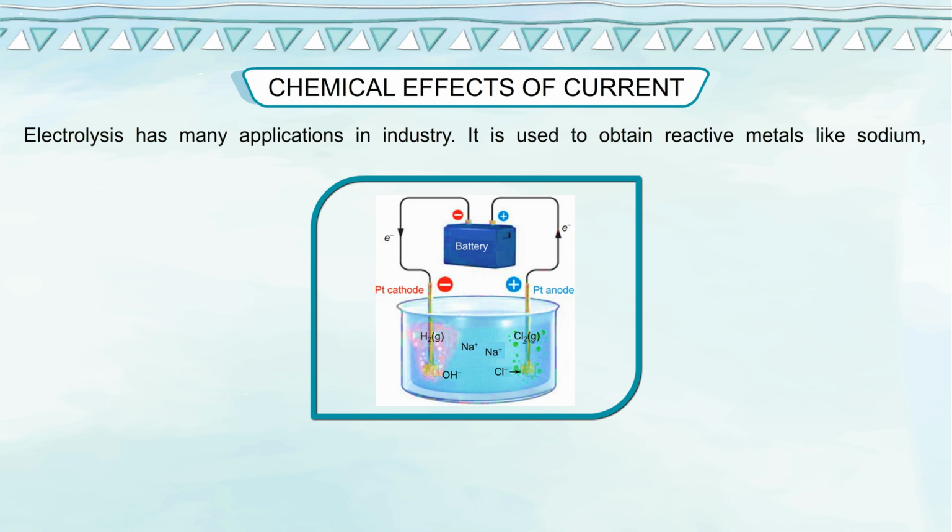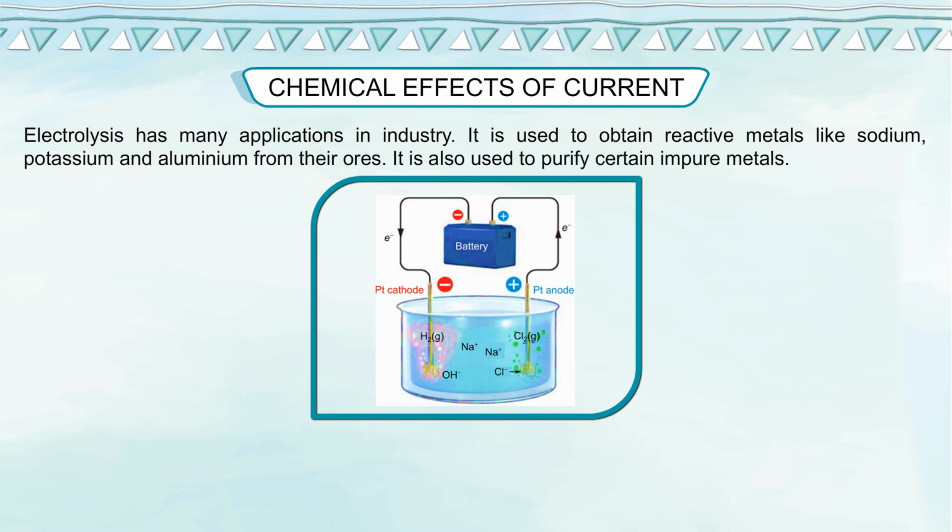Electrolysis has many applications in industry. It is used to obtain reactive metals like sodium, potassium, and aluminium from their ores. It is also used to purify certain impure metals.